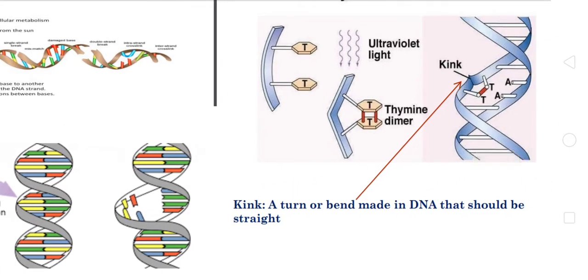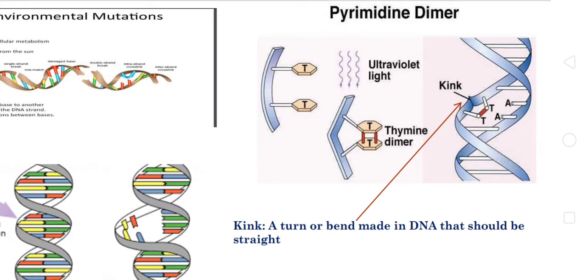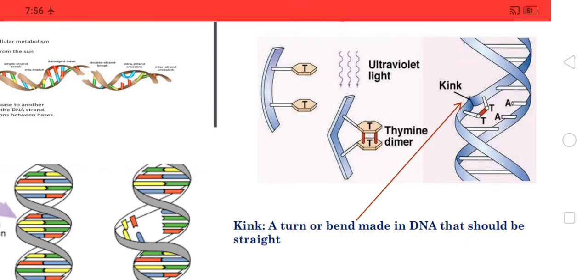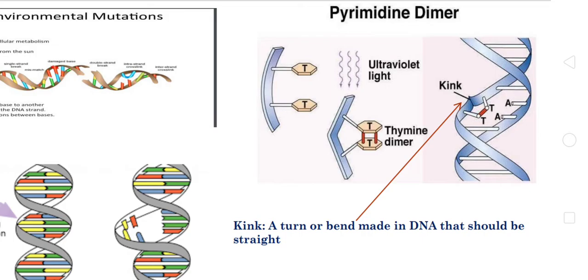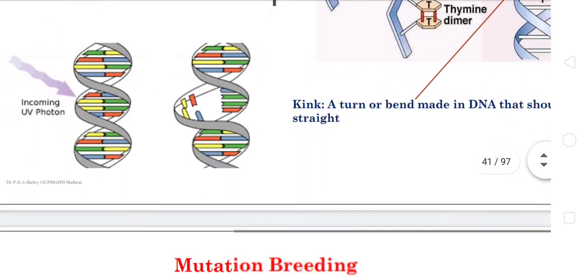So we know thymine is always paired with adenine. But here, in the pyrimidine dimer, instead of thymine joining with adenine, thymine itself is joined with thymine. As a result, a small bend occurs in the structure of DNA. Such a bend is called a kink. So a kink means a turn or bend made in the DNA. Actually it should be in a straight position, but due to exposure to ultraviolet radiation, thymine joins with thymine instead of adenine. This is also a mutation because of exposure to UV radiation.